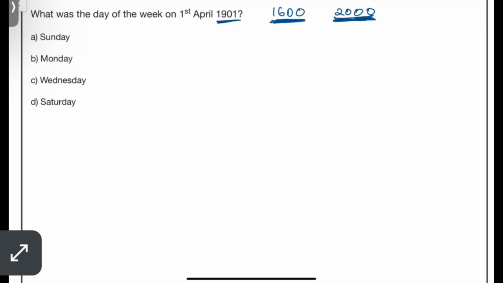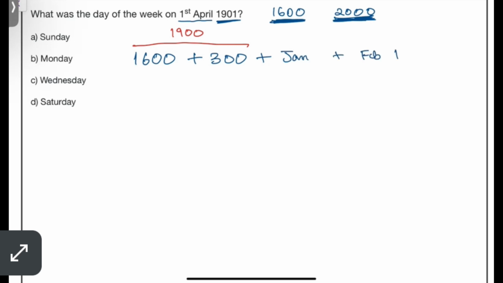Now this can be written as 1600 plus 300. So 1600 plus 300 will give me how much? 1900. So these two together, you can cross check, will give me 1900. That's number one thing. And number two thing is, we are talking about 1st April. That means there will be Jan, there will be Feb, there will be March, and there will be April. I'll just write 1st April. That's what we have. Now let's find the number of odd days, okay?